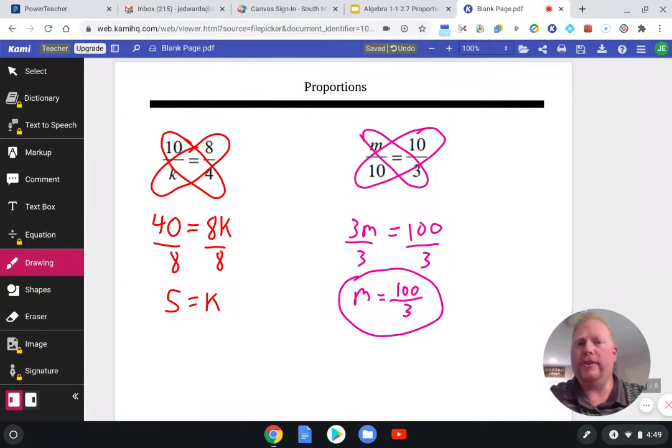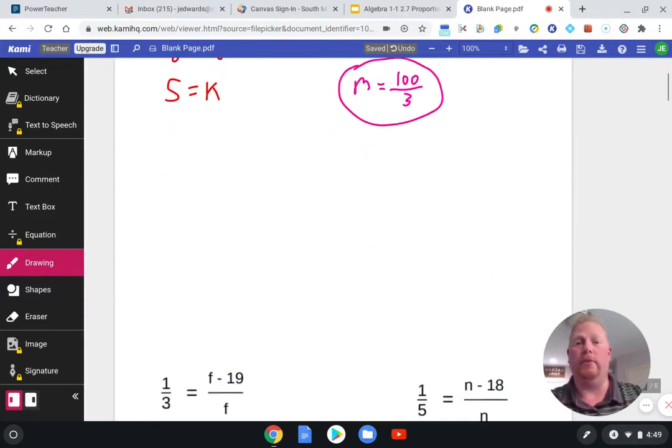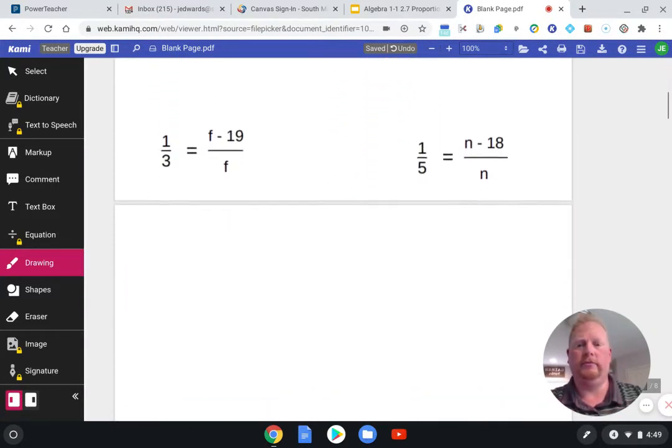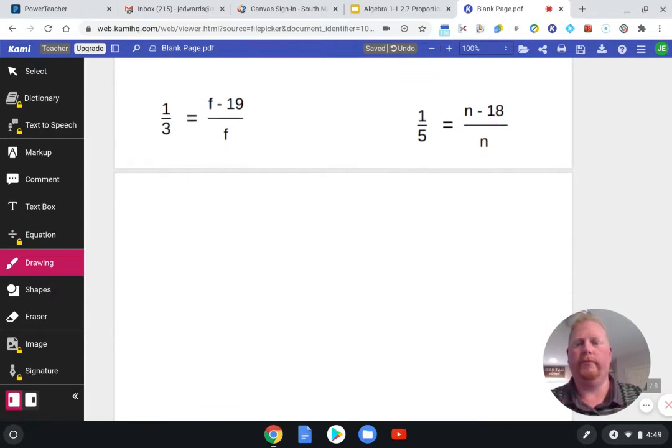Now, not every proportion is going to be as easy to solve, so let's take a look at a few more challenging proportions. Here I have 1 over 3 equals f minus 19 over f. The process is still the same. I'm still going to cross-multiply. 1 times f is just f. And then 3 times f minus 19.